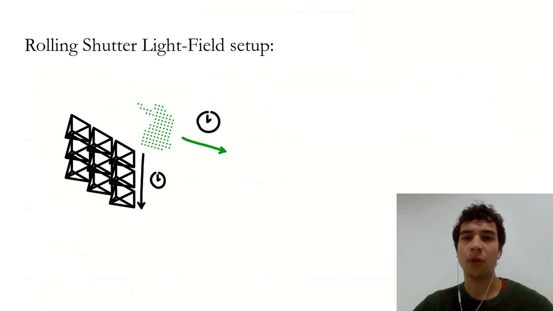We have designed a rolling shutter light field projection model in order to describe the projection of a 3D point in such an image with respect to its initial 3D position and its 6D motion.